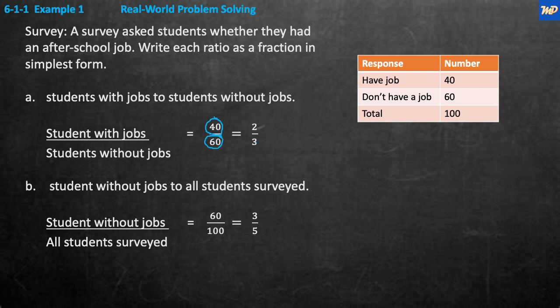How about a ratio here? Students without jobs to all students surveyed. That would be students without jobs, 60, over all students surveyed, which was 100. Here's the 100 surveyed. So the ratio is 60 over 100, 60 to 100. The same as we did with the 20s, 20 goes into 60 three times, 20 goes into 100 five times. So the answer here is 3/5.